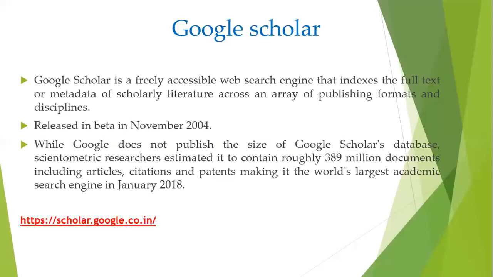Google doesn't release any information about the database that they have, or its volume. But some researchers in 2018 conducted a survey, and they estimate that around 389 million documents, including articles, citations, and patents, are there in the Google Scholar database, which makes it the world's largest database.